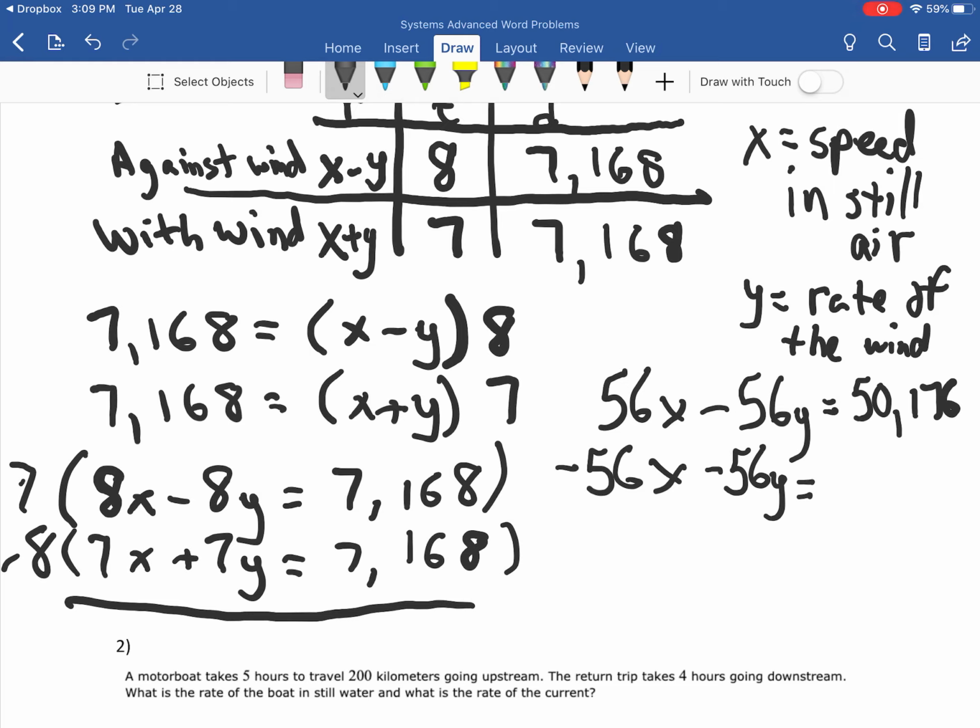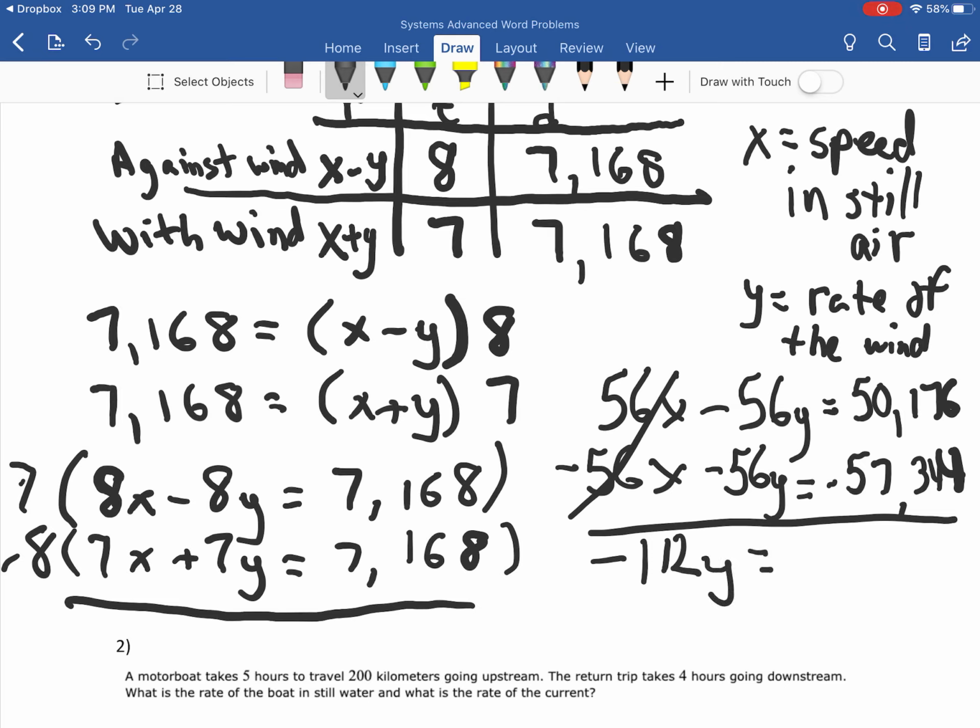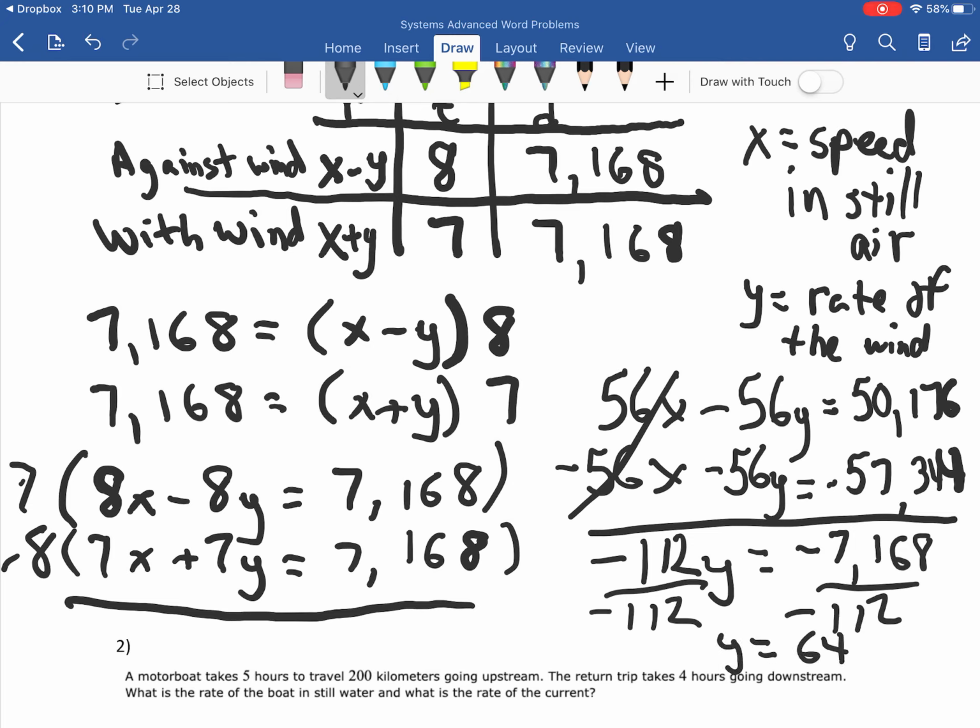Eight times 7,168 equals 57,344. Okay, so this will cancel out. We got negative 112y equals negative 7,168. Divided by 112 is 64. So y is 64.